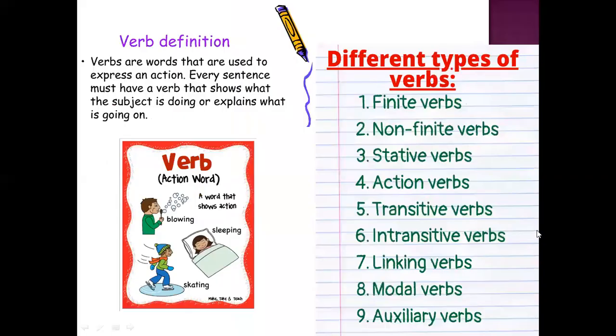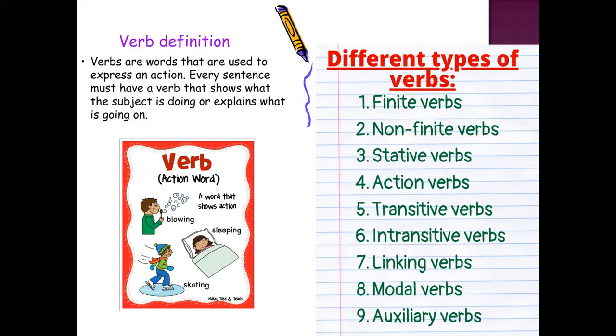Okay, good. Next, we are going to talk about verbs. If we simply say, verbs are action words. Here I have mentioned a definition. Verbs are words that are used to express an action. Every sentence must have a verb that shows what the subject is doing or explains what's going on. Normally, each and every sentence must have a verb, and this verb shows what the subject is doing.